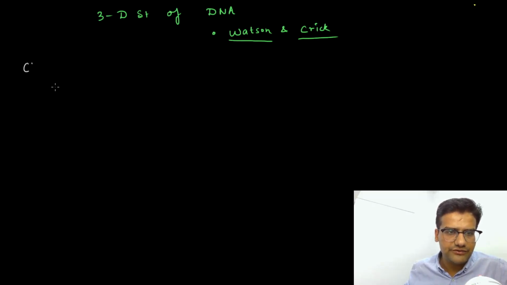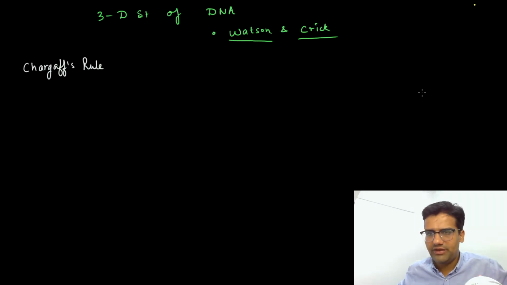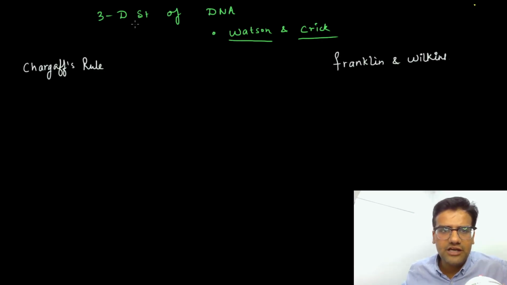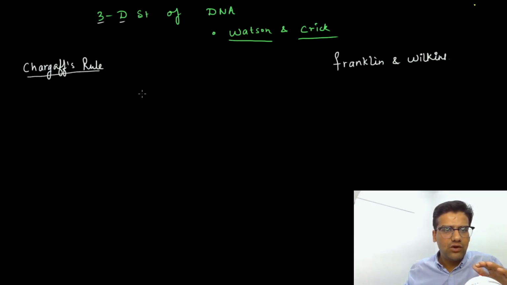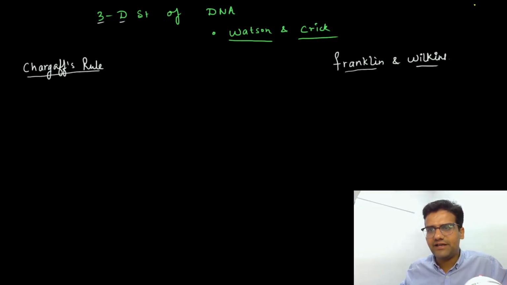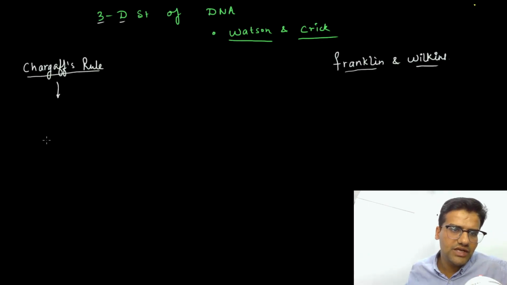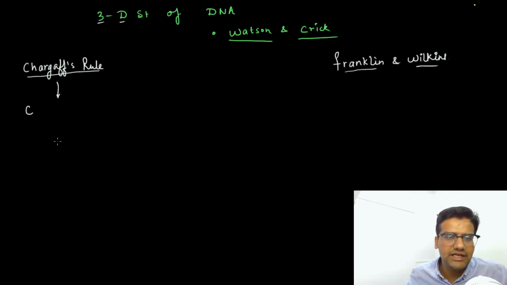It is also based on the Franklin and Wilkins structure. So basically the Watson and Crick three-dimensional structure of DNA is the outcome of Chargaff's rule and the Franklin and Wilkins structure. What did Chargaff do? Chargaff did the chemical analysis of DNA.